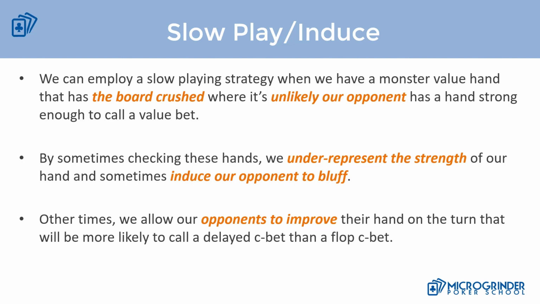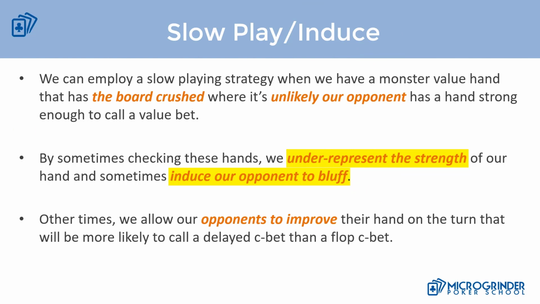Number 1, when we sometimes check these really strong hands, we underrepresent the strength of our hand. Yes, we know that we have the board crushed. We know that we have a full house, we have quads, we have the nut flush, we have the nut straight. We have a very strong hand, but when we check back, in our opponent's eyes, we underrepresent the strength of our hand. They may think that we don't have a strong hand, and they're thinking, well, my opponent may have missed his flop with their range, and that might actually induce our opponents to bluff.